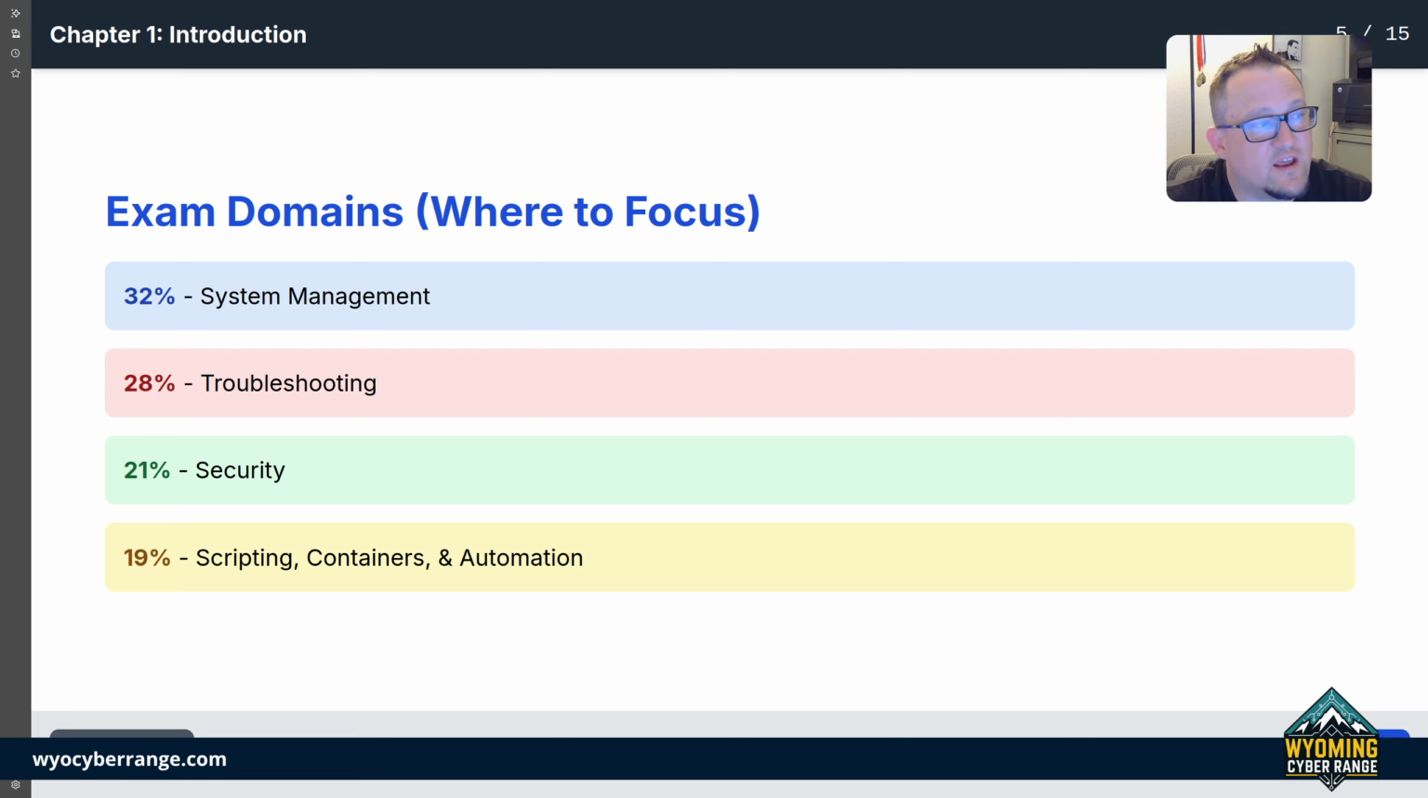28% of our exam is going to be troubleshooting. Troubleshooting is going to take us a step further. When things go wrong, and trust me, they will go wrong, how well can we troubleshoot the issue and figure out how to fix it? Next, we're going to talk about security. 21% of the exam is based on basic security principles and practices.